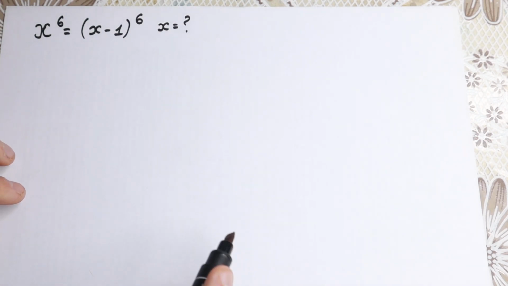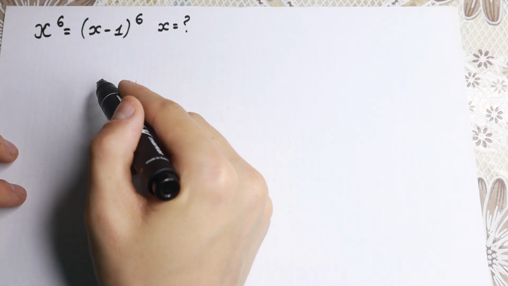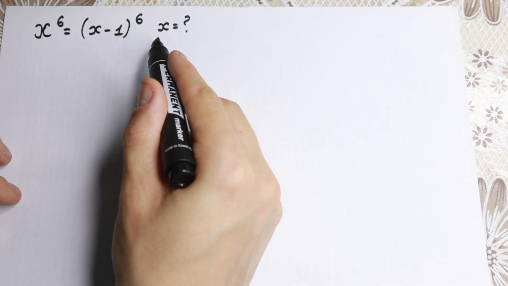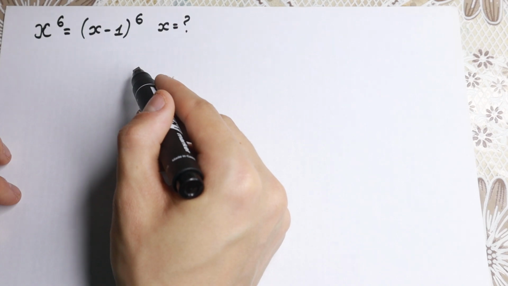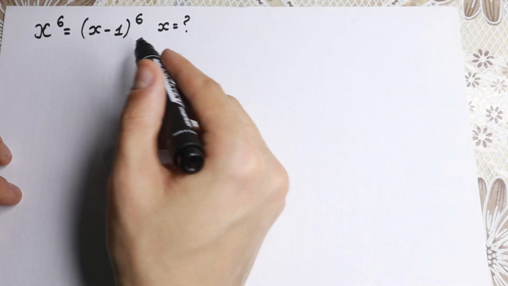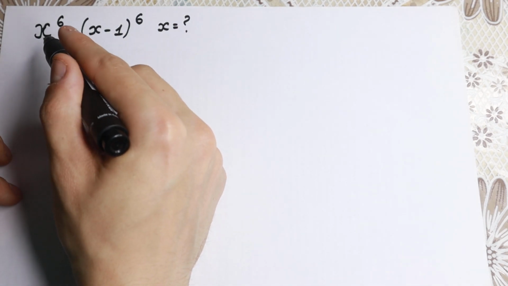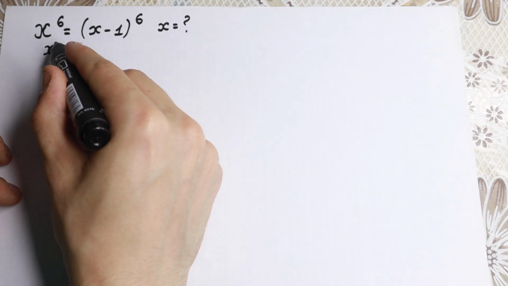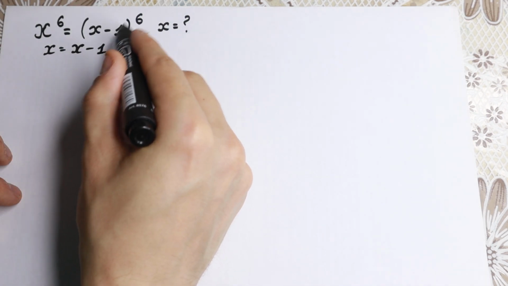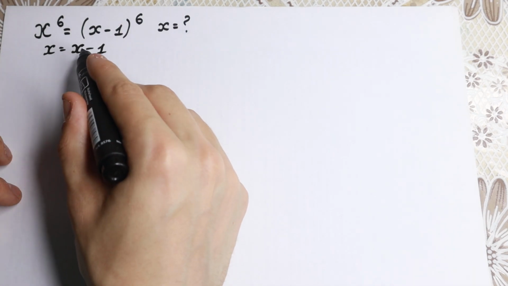Really interesting math problem today. x to the 6th power equals (x minus 1) to the 6th power, and we need to find x from here. A lot of students make this mistake. They just take the 6th root on both sides. They say, okay, we have x equal to x minus 1. They just cancel the 6th root and say, okay, it looks like x equals 1/2.